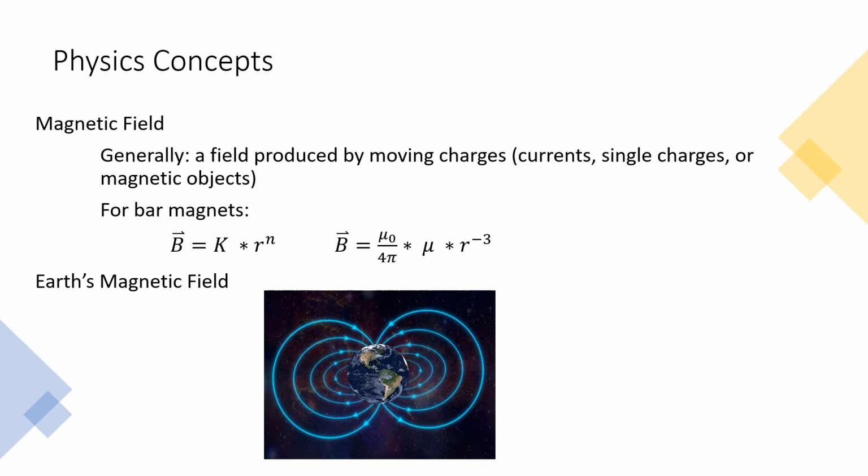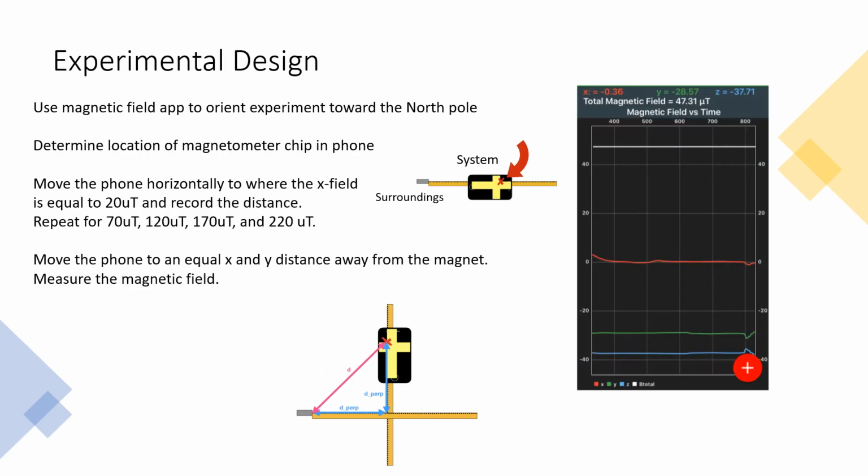Earth also has a magnetic field, which points from south to north and affects the net magnetic field at other locations. For the experiment, I first used a magnetic field app to orient the experiment towards the North Pole to avoid any interference from the Earth's magnetic field. Then I determined the location of the magnet chip in the phone by moving the phone around and finding where the field was the strongest relative to the magnet.